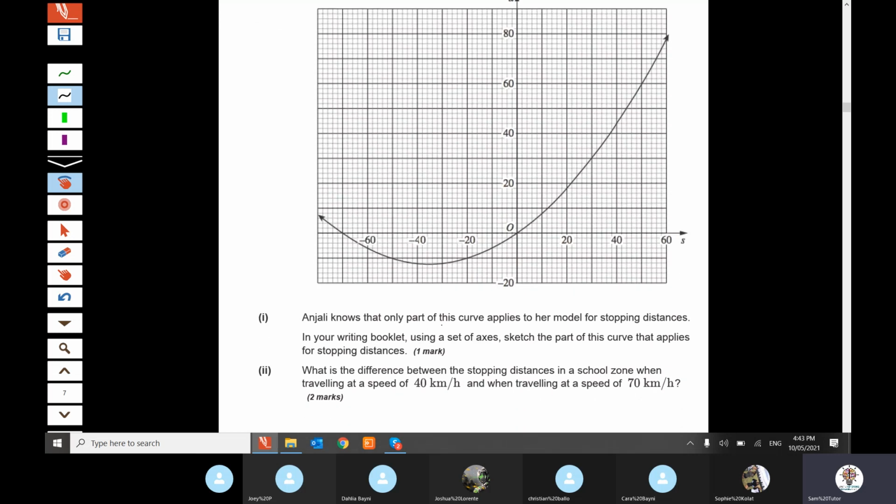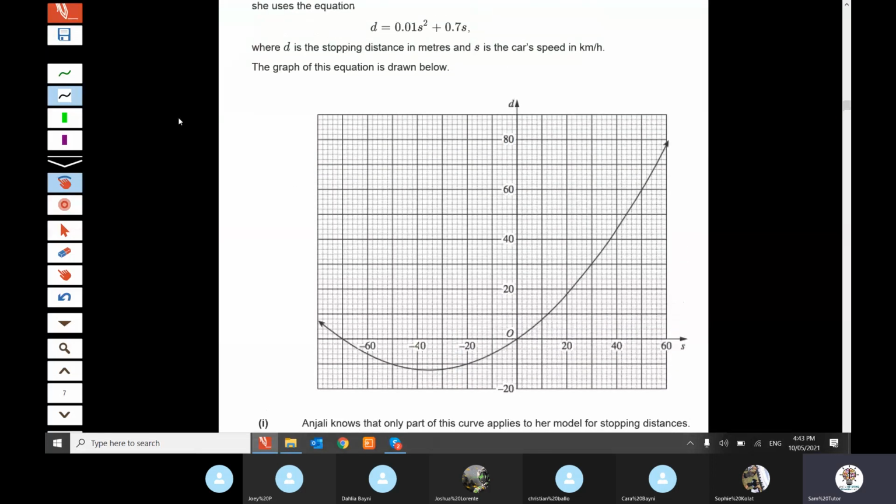And Charlie knows that only part of this curve applies to her model for stopping distances. Only part of the... Hey, does that sound familiar with what we were looking at before? In your writing booklet, using a set of axes, sketch the part of this curve that applies for stopping distances. Okay, well, which part would work and which part makes absolutely no sense?